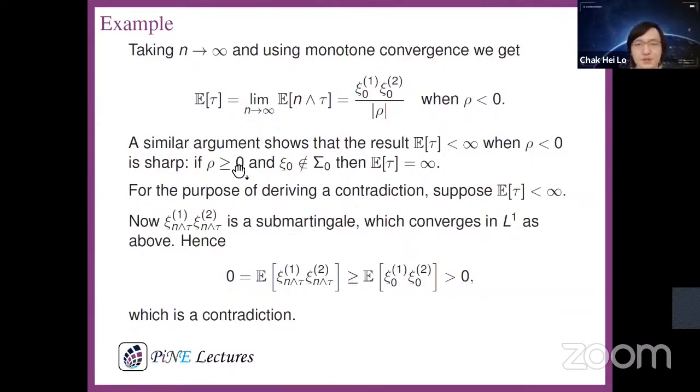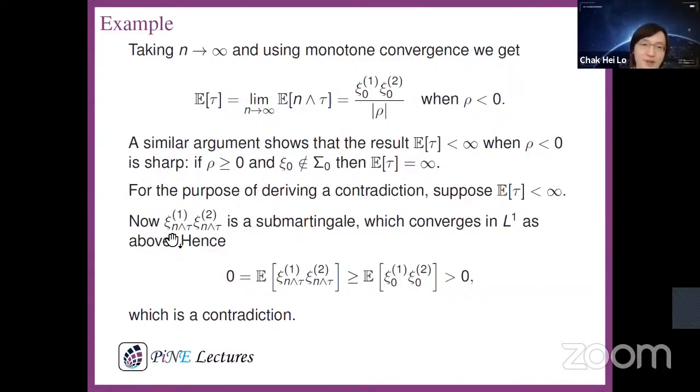Okay, so in fact, we can show even further that a similar argument can show that this, expectation of tau less than infinity when rho is less than zero, is sharp. So if we have the other side, if rho is greater than or equal to zero, then in fact we have the infinite expectation on top. How to do this is actually by contradiction. Suppose that in this case, if rho is greater than or equal to zero, we have finite hitting time, the expectation time is finite.